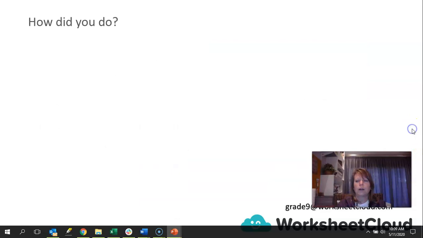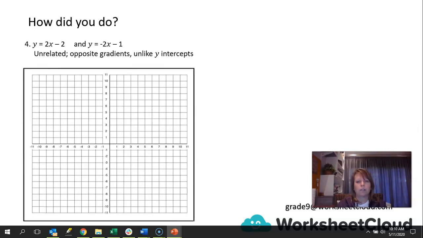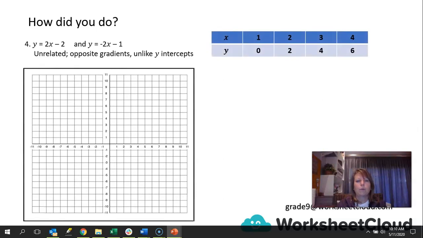All right, going on, let's do number 4. Y is equal to 2x minus 2 and y is equal to minus 2x minus 1. Here our gradients are opposite, but the y-intercepts are not the same. They are unlike. So these two graphs to me would be unrelated, but let's see. There we got our Cartesian plane and our blue graph.